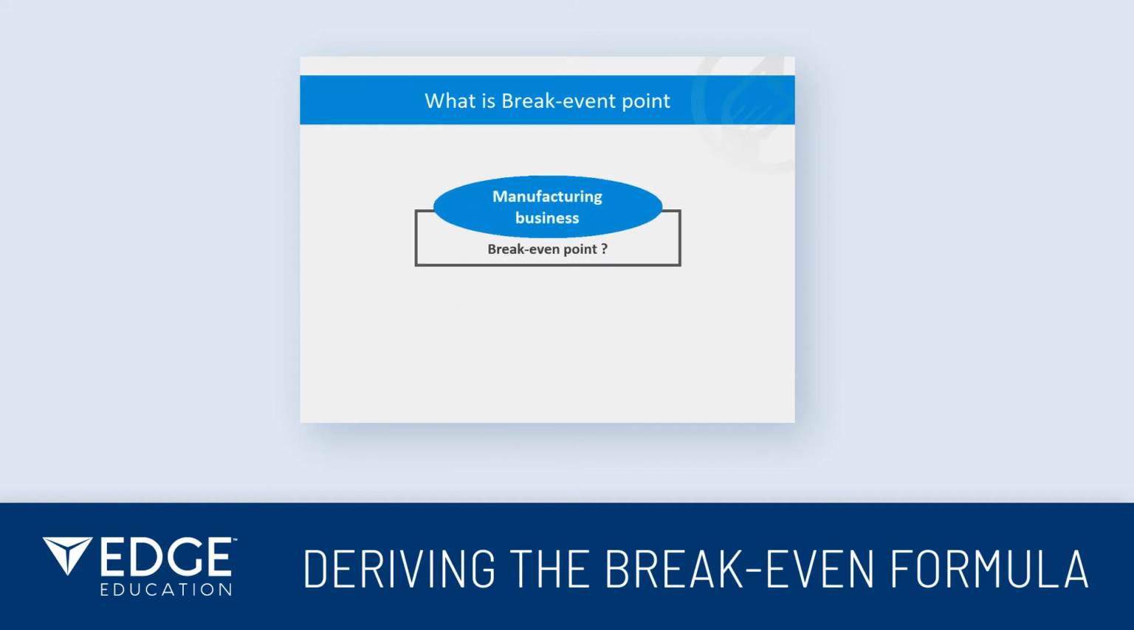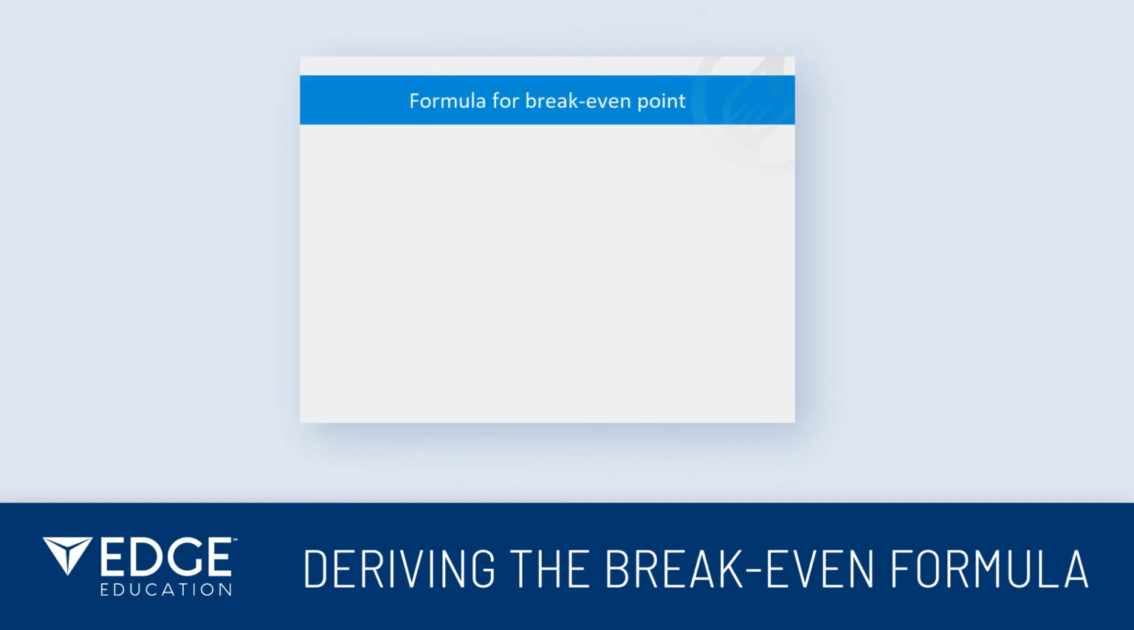Break-even point is reached in a manufacturing business at the particular production level, in units, where the total costs are equal to the total revenue. This is expressed by the following formula. Total revenue is equal to total costs. In order to derive the formula for break-even point, the formula total revenue is equal to total costs must be further broken down. How is total revenue calculated?